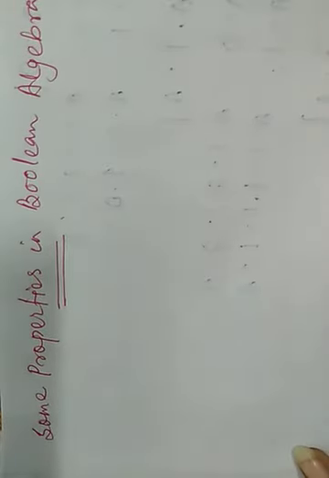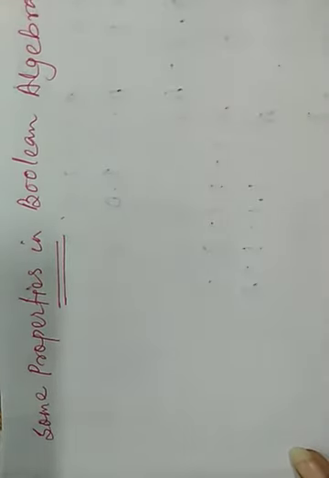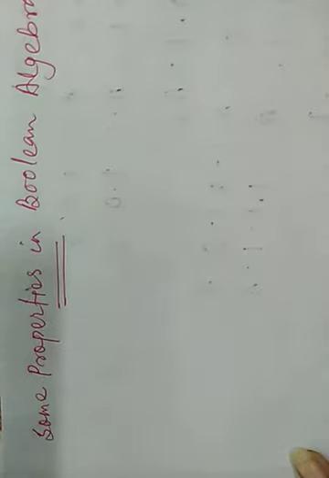Welcome students. In this video we are going to discuss some properties in Boolean algebra. There are mostly three properties used in Boolean algebra: commutative property, associative property and distributive property, or law. We can say properties or laws.